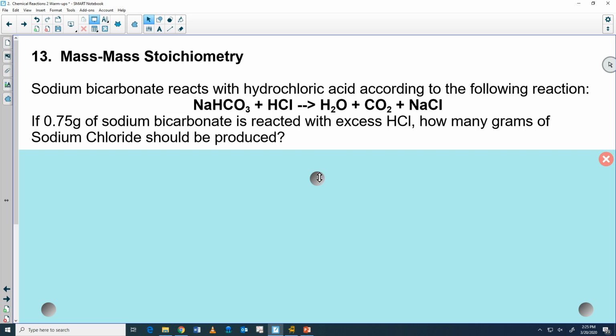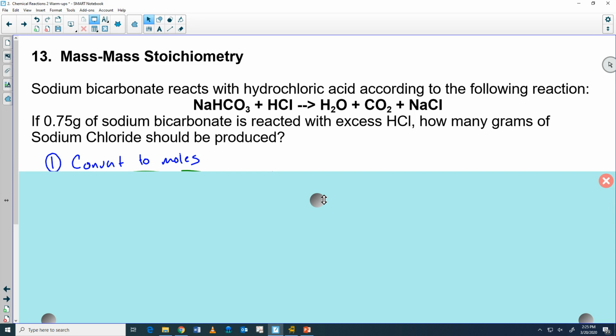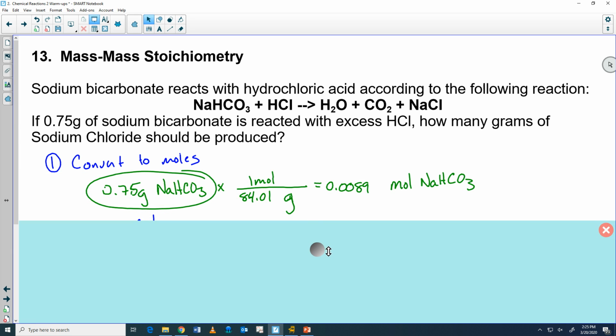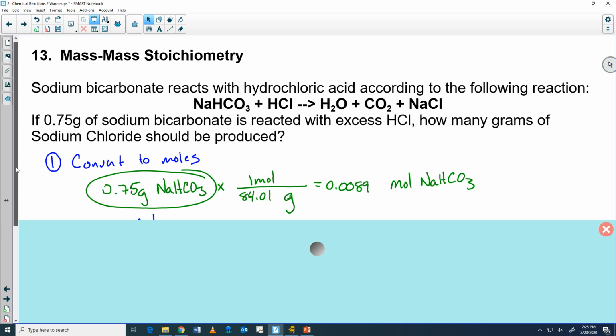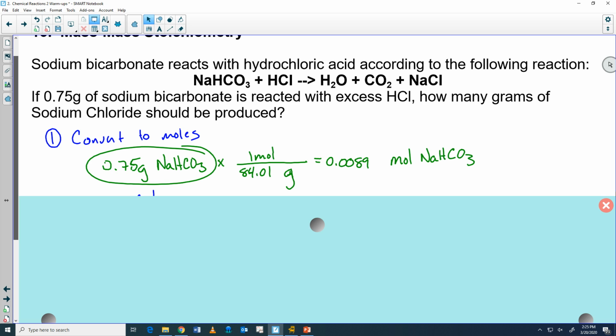The first step is we always have a balanced reaction, which they've given us in the question. The next step is to convert whatever we have to moles. So we have this 0.75 grams here, and I'm going to change that to moles. Baking soda, sodium hydrogen carbonate, weighs 84.01 grams per mole, so that's how many moles of baking soda we have. Then we want to use the moles of baking soda to find the moles of salt we're going to make. And the ratio is nice and easy. It's a 1-to-1 ratio from the reaction.